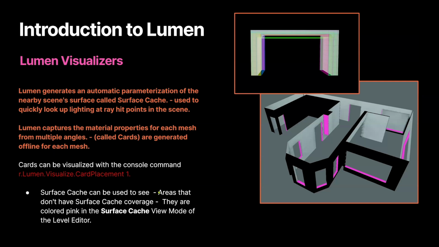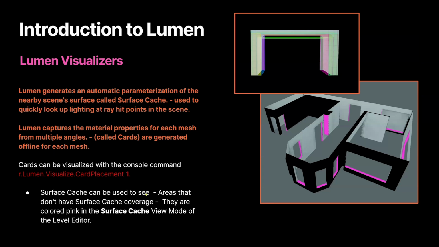So Lumen visualizers. Lumen generates an automatic parameterization of the nearby scene surface called surface cache, used to quickly look up lighting at ray hit points in the scene. Lumen captures the material properties for each mesh from multiple angles called cards, and they are generated offline for each mesh. And if we run that, we can see the cards.